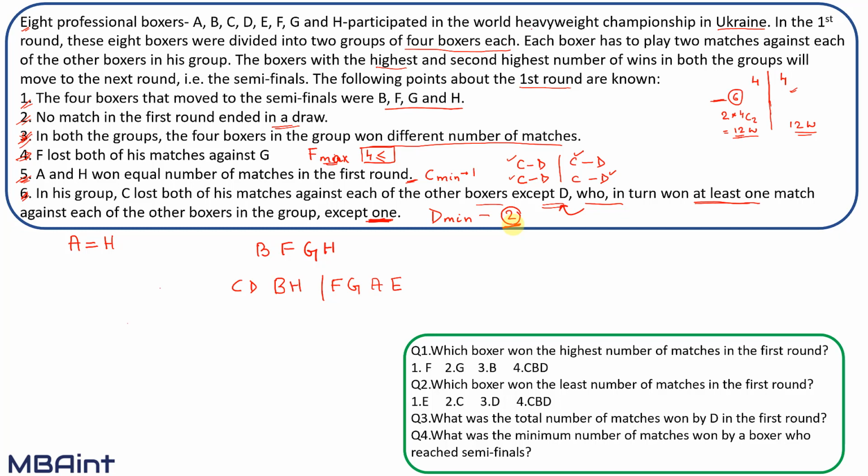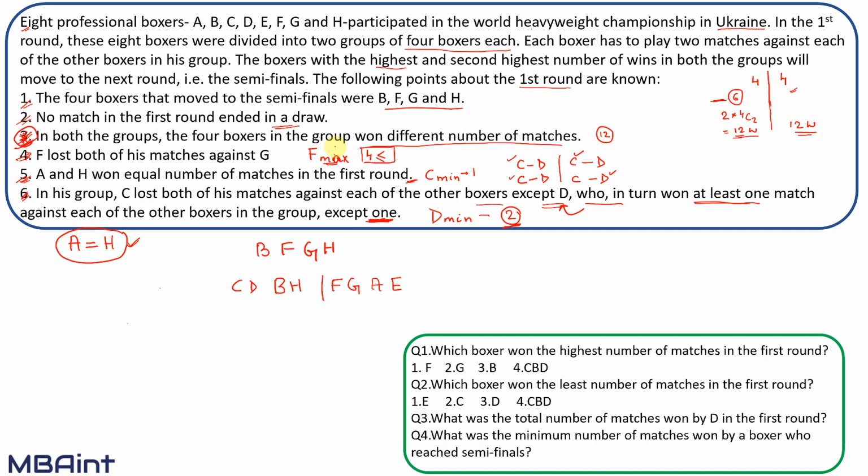Fine. Now how to go about it further? We have 2 points: A and H got an equal number of wins, but H was selected and A could not be selected, right? Now if we look into this case, that third point, in both the groups the 4 boxers won different numbers of matches, and the total number of matches was 12 for each of the groups, right? And the total number of wins would be different for each of the boxers in each group.